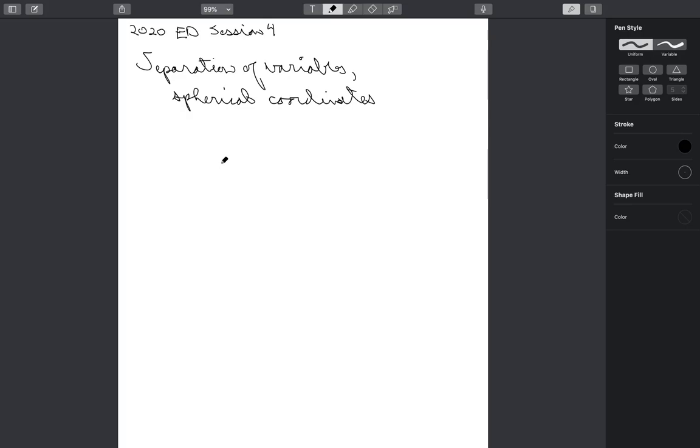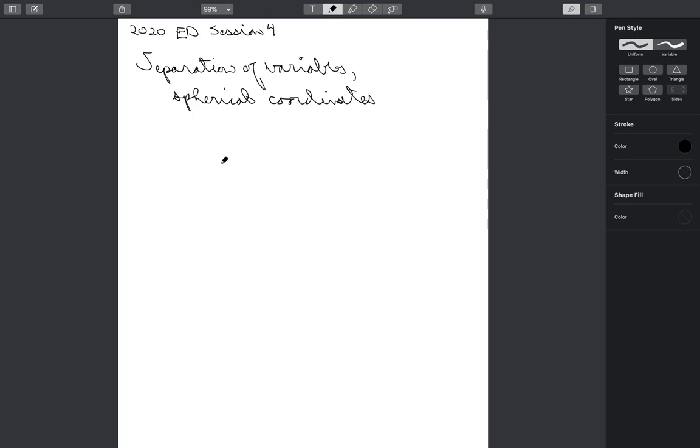I just want to talk about separation of variables in spherical coordinates again. Last time we just kind of hinted at it, but I thought I'd do a better job explaining it today. Then in the second hour we'll discuss multipoles.